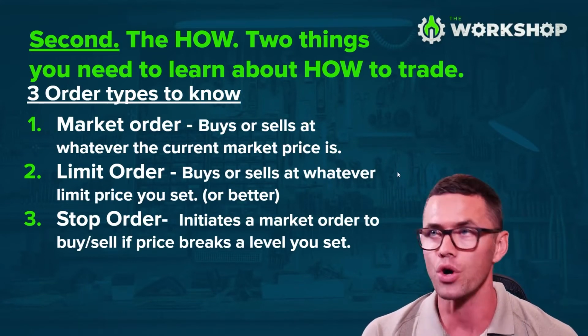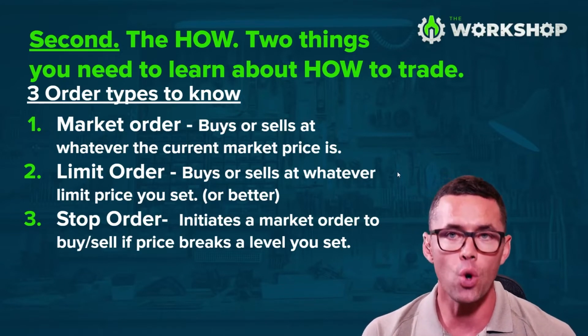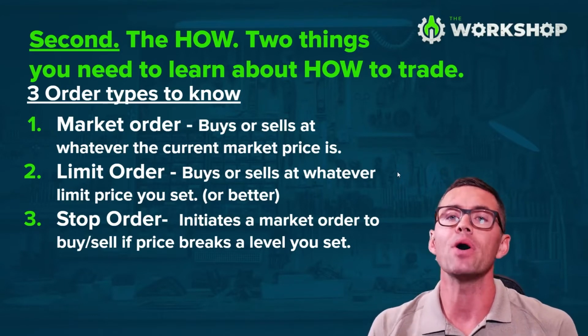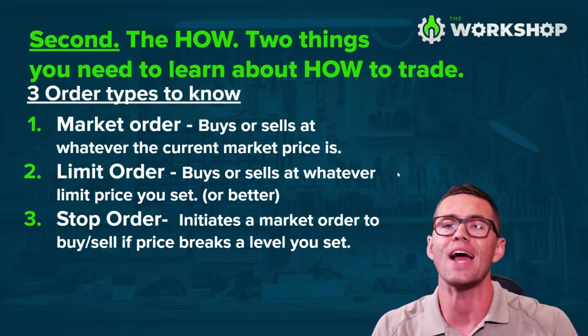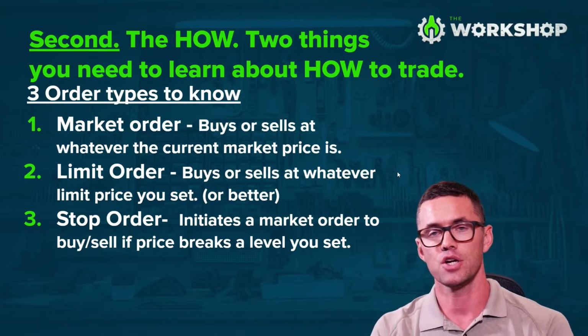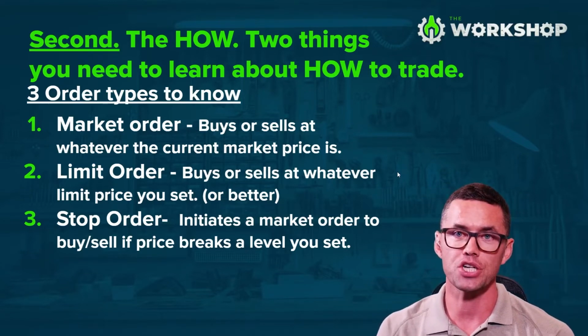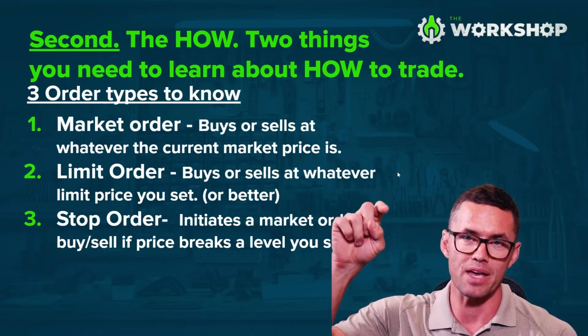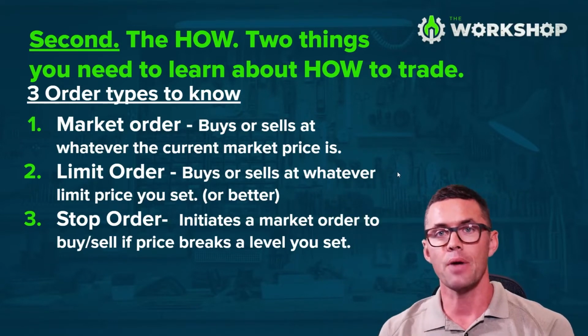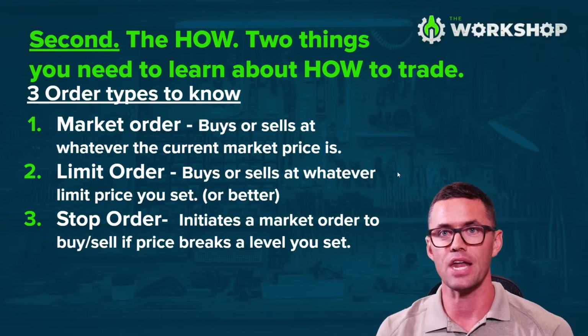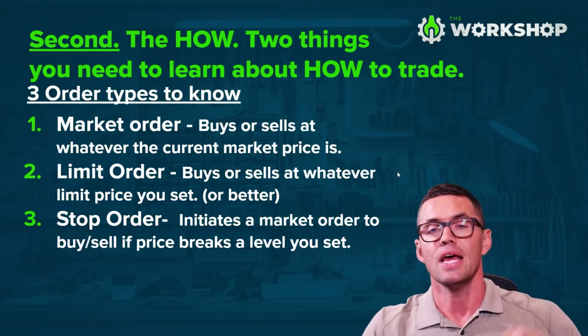There are market orders. You place a market order. I don't use a lot of these. It buys or sells at whatever the current market price is. There's a bid and there's an ask, right? Just like an auction. The auctioneer says, give me 10, give me 20, and we have bids from bidders who say, yep, I'll give you 10, yep, give me 20. There's a bid and the ask.